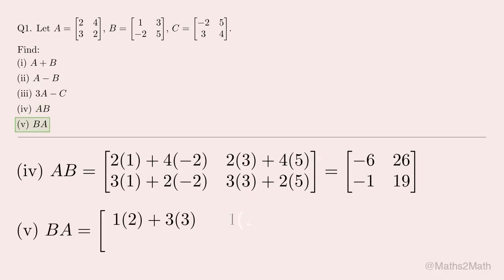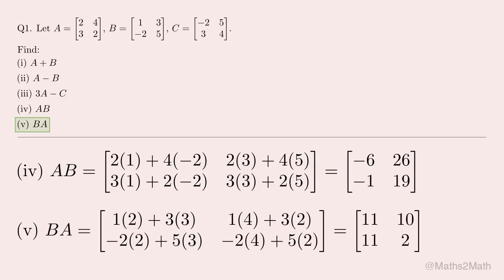And BA, the other order. 2 plus 9 is 11, 4 plus 6 is 10, minus 4 plus 15 is 11, minus 8 plus 10 is 2. A completely different matrix.